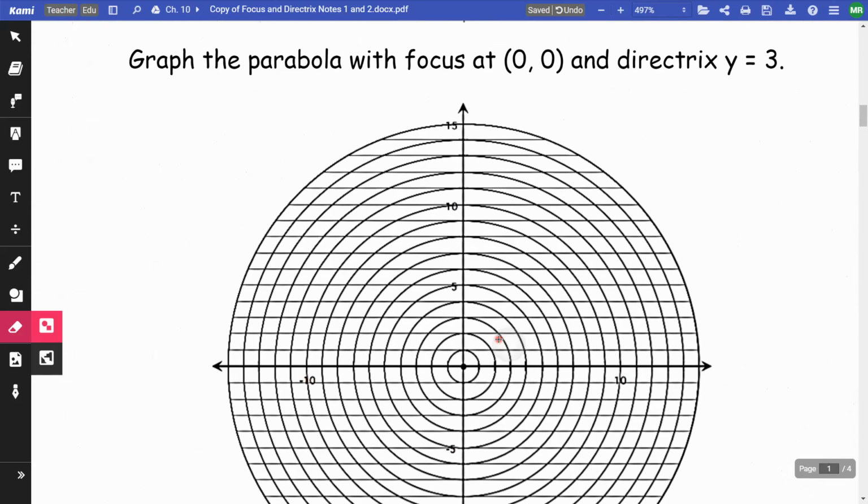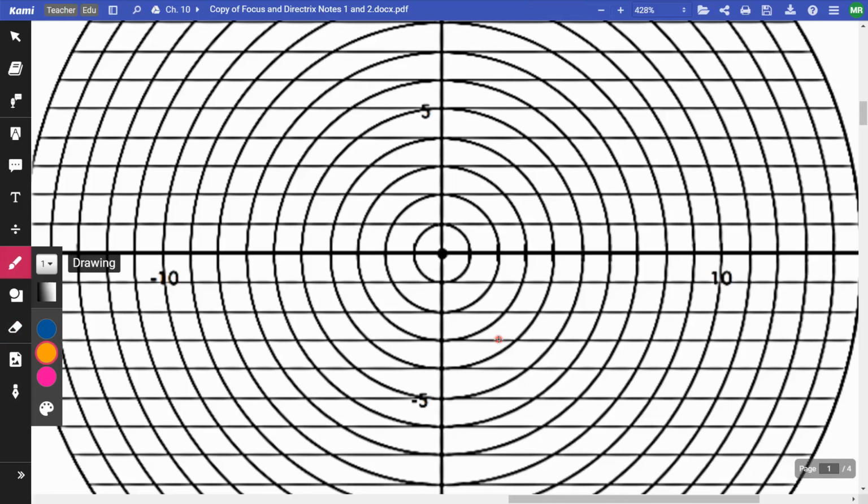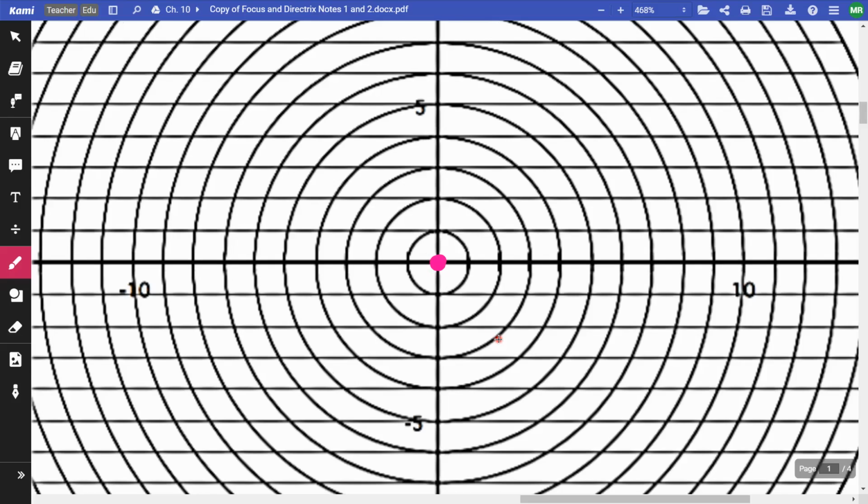So what we're going to do is graph at 0, 0, a point. We're going to call it the focus. So I'm going to come to 0, 0, and I'm going to put a point, and I'm going to call it F, so that I know it's my focus and not my directrix. Okay, so I'm going to put F for focus. Okay, so put that on your paper.